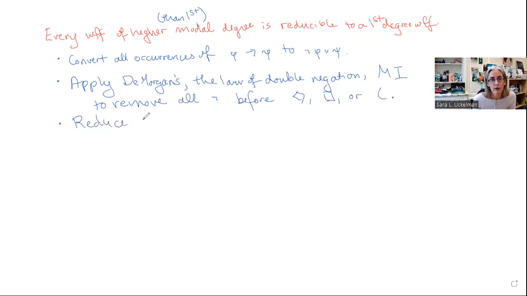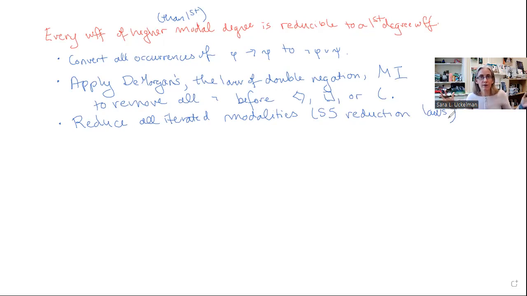Next step, reduce all iterated modalities according to the S5 reduction laws. So if you've got 2 diamonds in a row, that goes to 1 diamond, 2 boxes goes to 1 box, a box and a diamond goes to a diamond, a diamond and a box goes to a box. However many of these you have, you always end up just with the rightmost one.